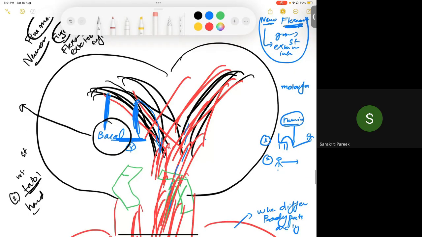Moving down, if you are doing fine activities, basal ganglia is going to help, because for fine activities we need some group of muscles to be stimulated at the same time and the other group to be inhibited at the same time.